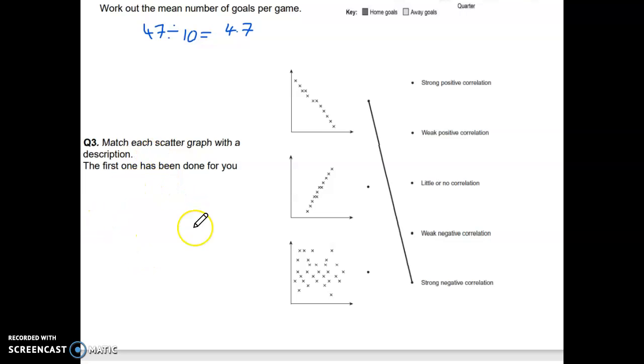As I say, a correlation is basically to describe if there's a relationship between two sets of data. So that one, if you look at it, goes downwards. There is clearly a correlation because it's nearly a straight line, and that's going downwards, so it's negative. The first one's done for us, a strong negative correlation. This one's going upwards, so it's definitely a straight line, there's definitely a correlation, and that's positive. Yeah, that's a strong positive.